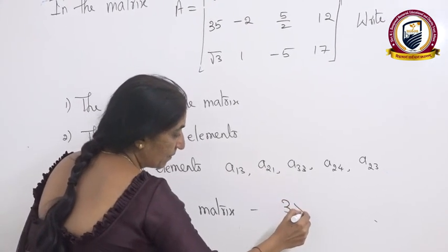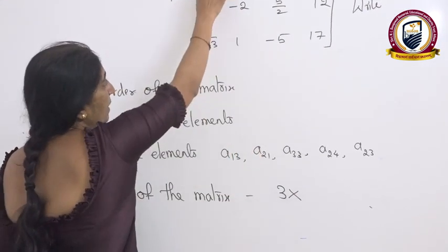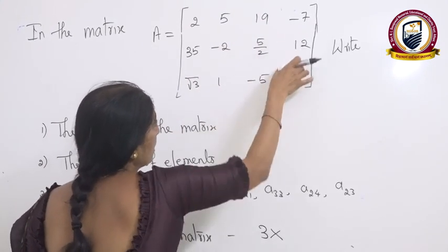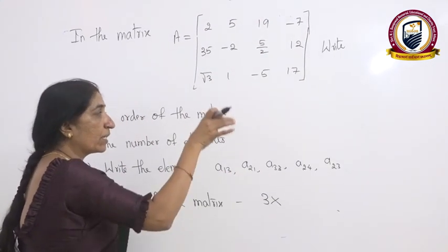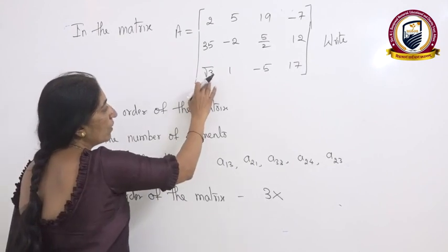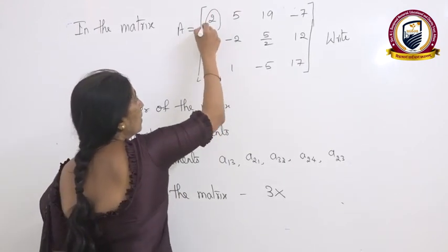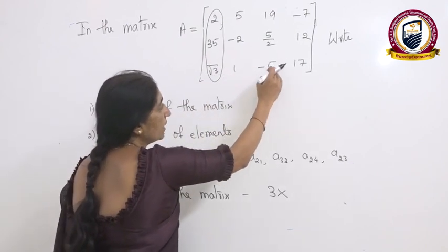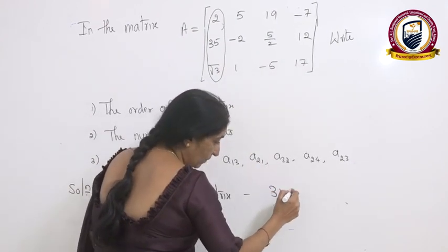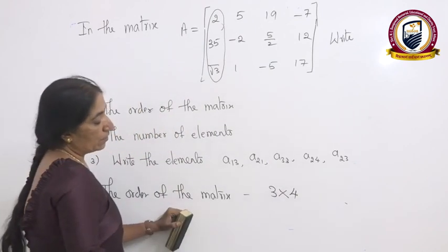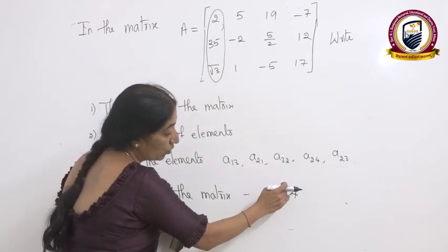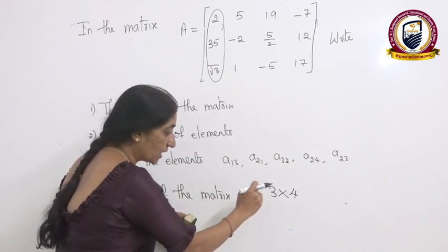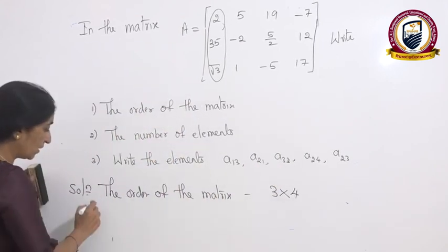After that, write a multiplication sign. After the multiplication sign, see the number of columns. How many columns are there? They are just like pillars, so they are called columns. 1, 2, 3, 4. So after the multiplication sign, write down 4. That means 3 into 4. But don't read it as 3 into 4. Read it as 3 by 4. This is the first one.